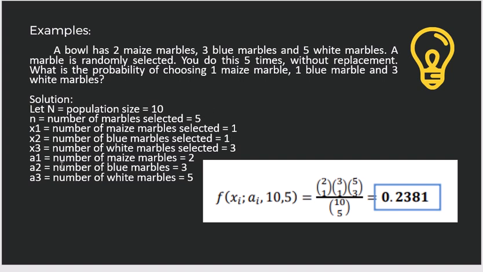So, yung A1 natin, number of maroon is 2. Ito yung elements natin. Sa maroon 2 kasi yung dalawang marble lang. Tapos yung blue ay 3 and yung white is 5. So if you're going to follow the functional notation, you're going to have the result of 0.2381.